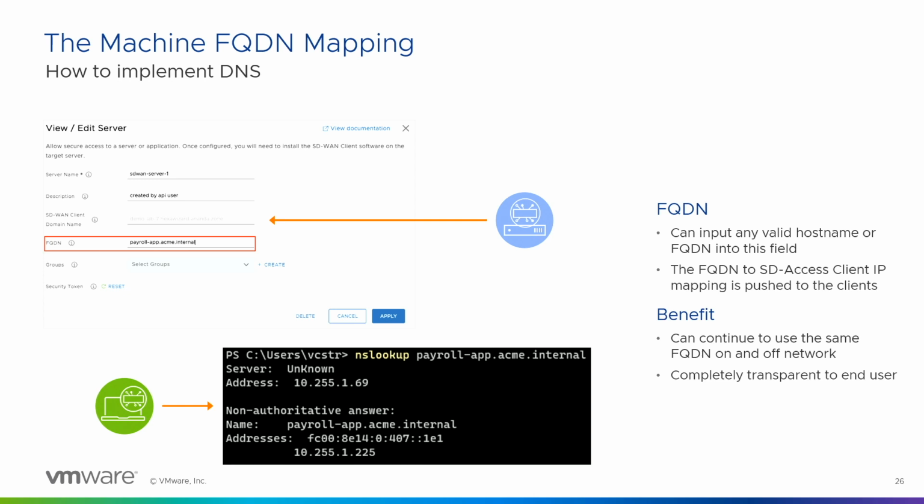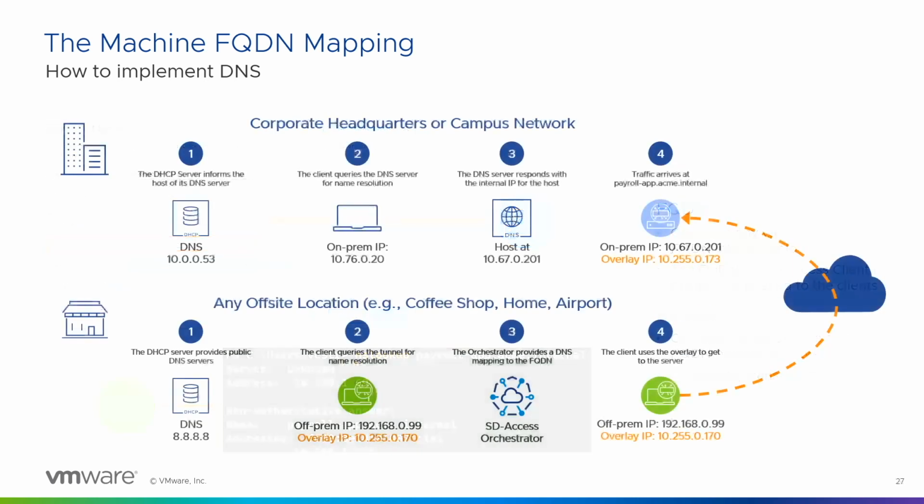When you create a server or a headless device, and let's say it has an internal FQDN that your organization knows that your users are used to connecting to, you can punch that into the box that says FQDN. And so whenever they're on the SD-Access client overlay, they can still continue to use the FQDN they know, completely transparent to them, even though the underlying IP address of where that application resides is going to change. So if we look at this in a little more detail, we start at the top.